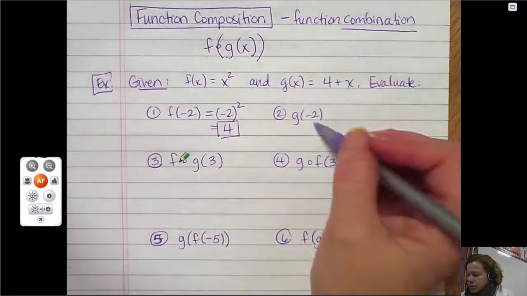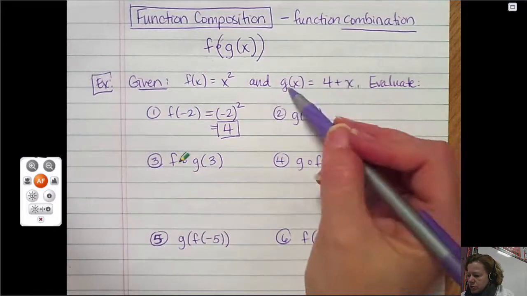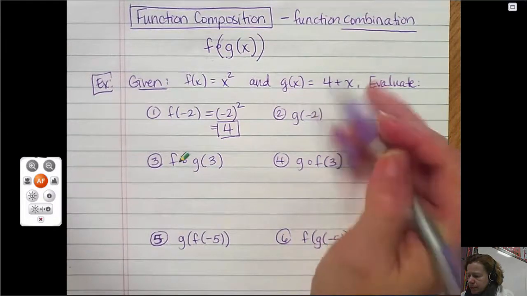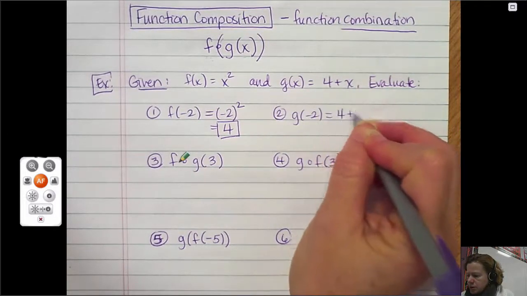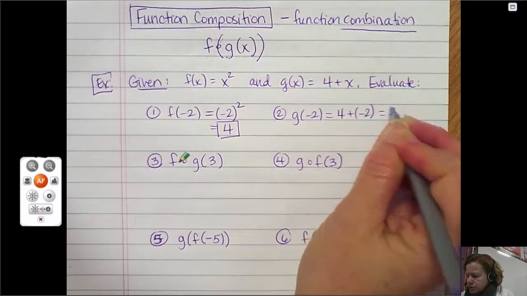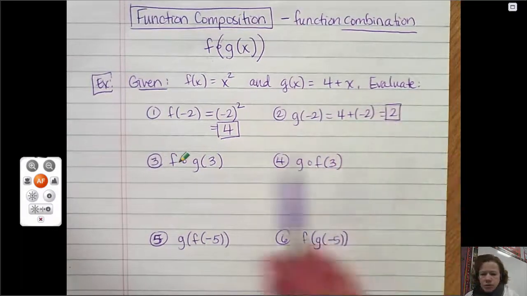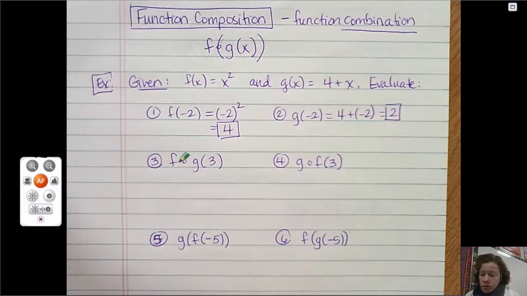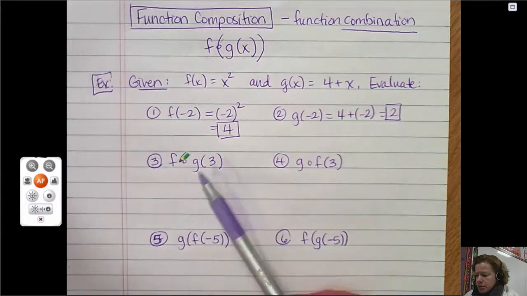I would do the same with g of negative 2. I go to my g function and I replace x with negative 2. So this would be 4 plus negative 2, which is 2. So that's a quick review of just general function evaluation. For the rest of these, this is function composition. I know it because I see that new symbol.